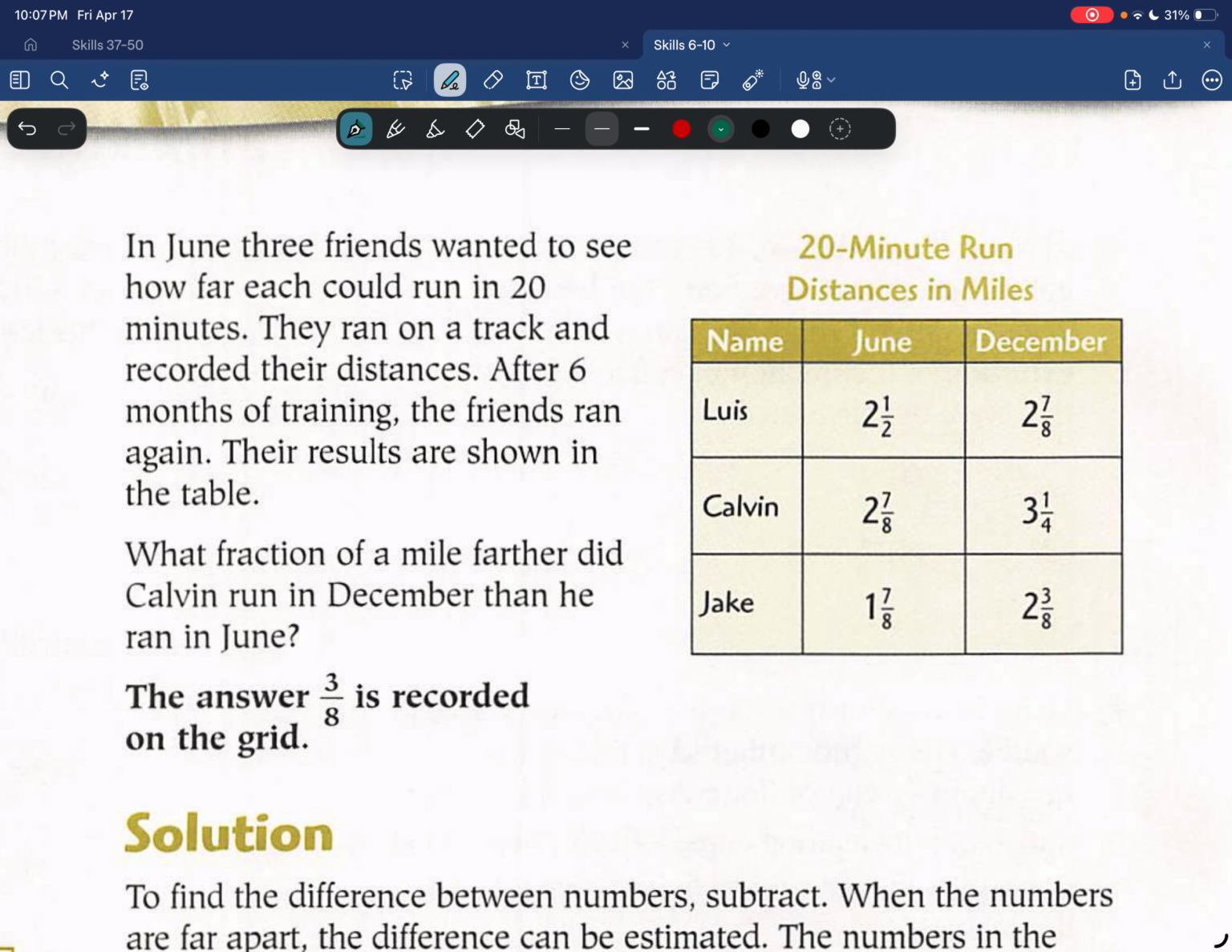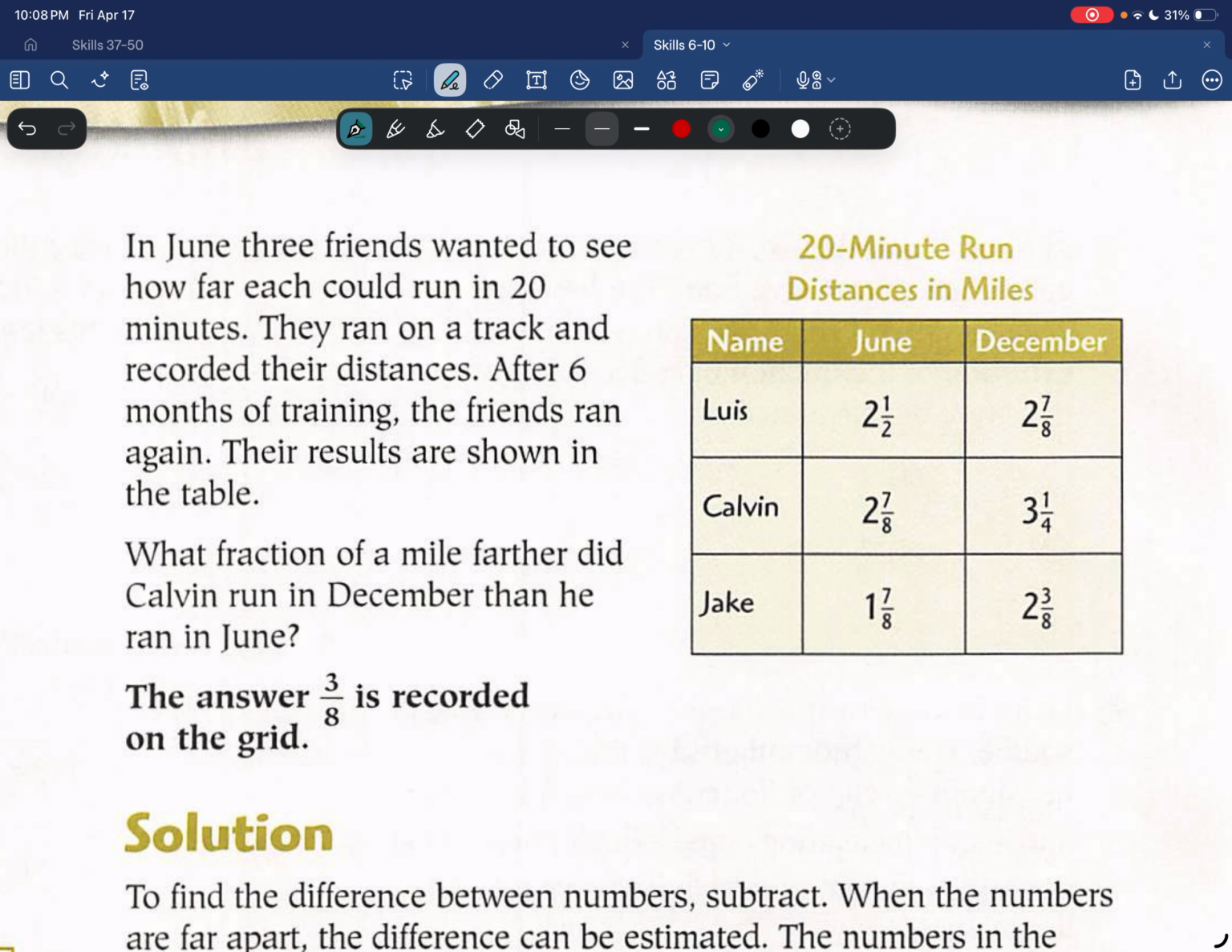In June, 3 friends wanted to see how far each could run in 20 minutes. They ran on a track and recorded their distances. After 6 months of training, the friends ran again. The results are shown in the table. So let's look over here at this table called the 20-minute run, distances in miles. Luis ran 2.5 miles in June, 2 7/8 miles in December. And then we have Calvin and Jake and their numbers as well.